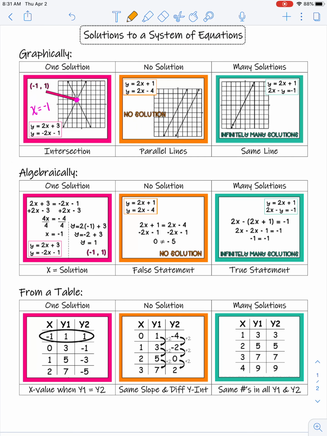If you look at the second graph, the orange graph, we have 2 equations that we're solving. 2x plus 1 equals 2x minus 4. Those lines are parallel. They have the same slope, different y-intercept. So I'm going to write that here, same slope, different y-intercept. That means they're parallel, which means they never intersect. And if they never intersect, we have no solution.